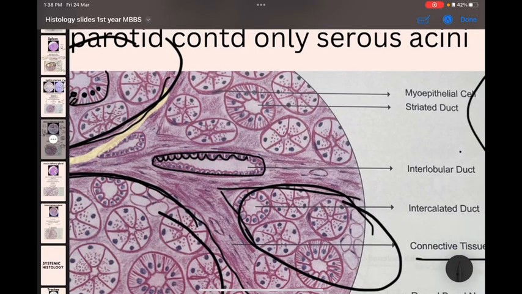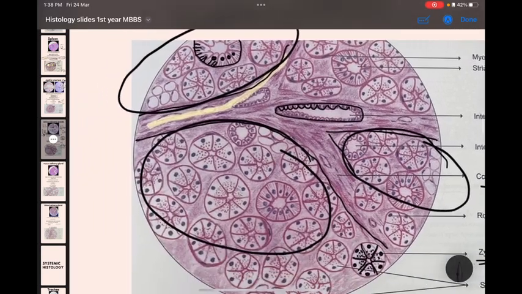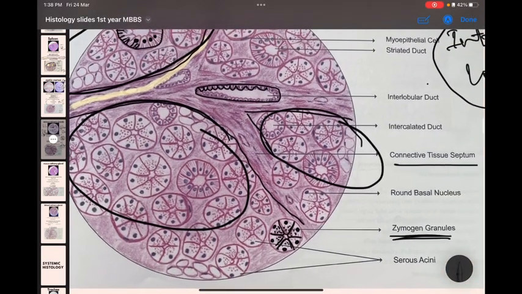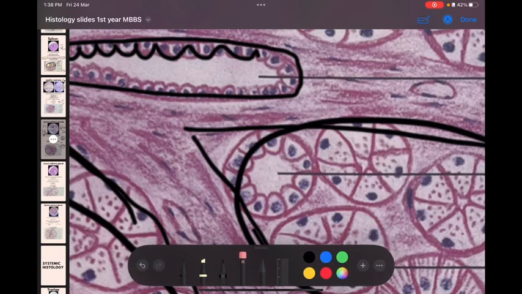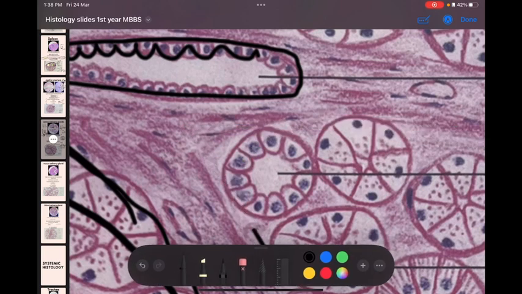And then next is intercalated. Where is intercalated? I don't see any intercalated. Yeah, intercalated duct. See, this is an intercalated duct. Okay.